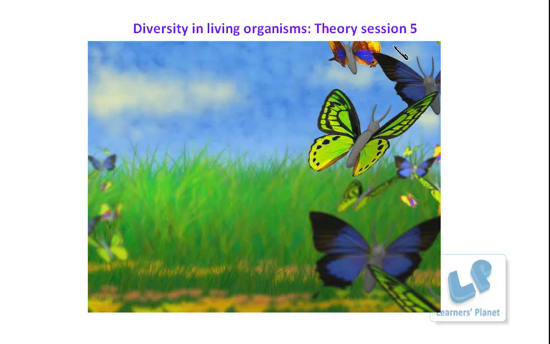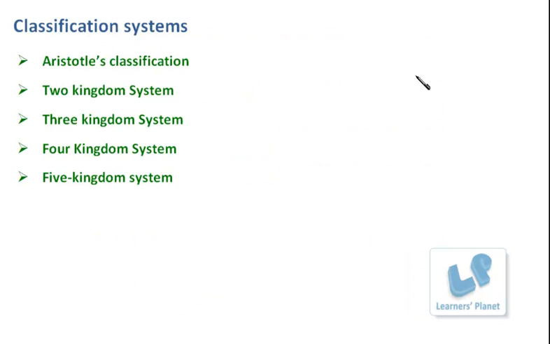The different types of classification systems. The very first classification was proposed by Sir Aristotle, as I already said, and later on there was the two kingdom system, in which all living organisms were classified into two groups, and each group is known as a kingdom. We have already discussed what is meant by kingdom. It is the topmost taxon, or the topmost rank, comprising a maximum number of living organisms which are very much different from each other.